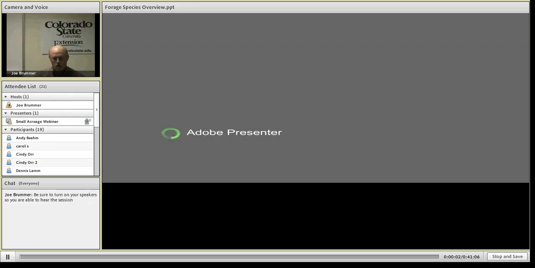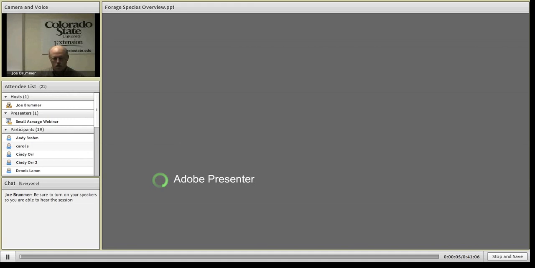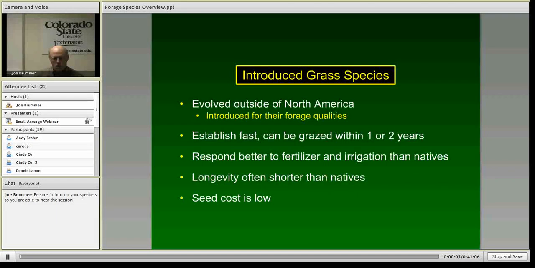Species, they want other options basically. So the other option is looking at different types of introduced grass species. These are ones that evolved outside of North America and were introduced to the U.S. for their forage qualities. You know, as people immigrated to the U.S. and when they came, they brought the species of forages that they were most familiar with and planted those because they knew what they had and what type of qualities those particular species possessed.